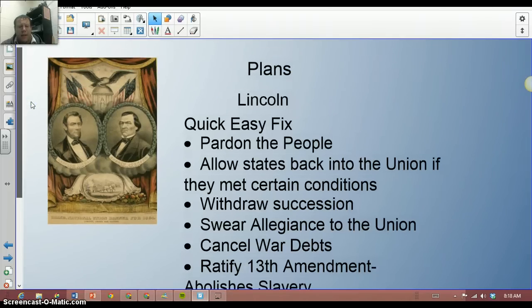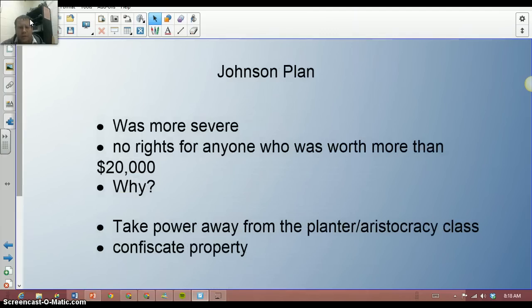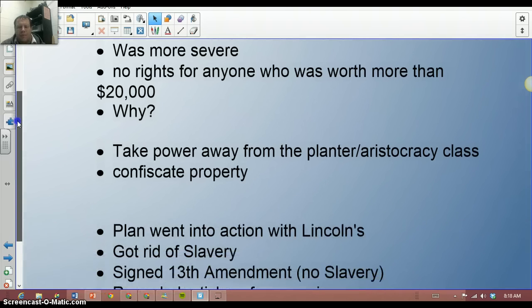So obviously, when Abraham Lincoln is assassinated, Andrew Johnson takes over as the new president, and the Johnson plan was a little different. It was much more severe. He basically didn't want any rights for anyone who was worth more than $20,000. It was a way to almost punish those who had broken away from the Union. He really wanted to take away power from the rich class in the South and make sure they couldn't find a way to leave the Union again, and take a lot of the property away. It's kind of hamstringing them, if you will.